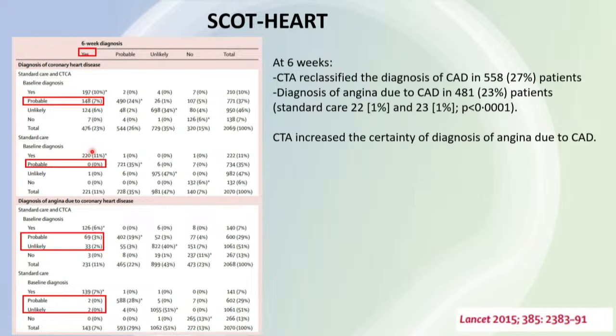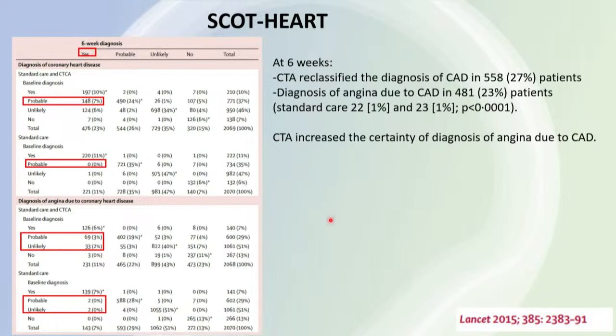So this table is a little bit hard to interpret, but just focus on what I have highlighted here in red. So this is, for example, standard of care plus CT. At baseline, there were 7% of patients where the clinicians thought there was possible CAD, but after the CT, they said yes. But there are no such patients in the group that did not get a CT. Similarly, looking at diagnosis of angina due to coronary artery disease, they said probable or unlikely in 3% and 2% of patients, and then that ended up being yes after CT was done.